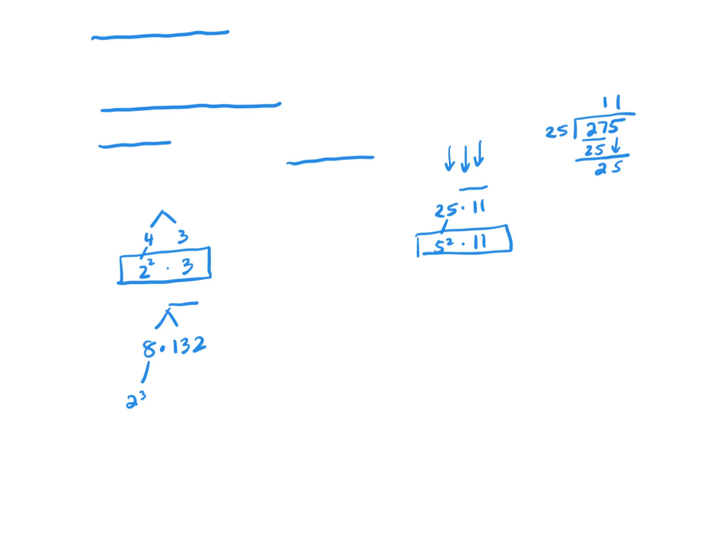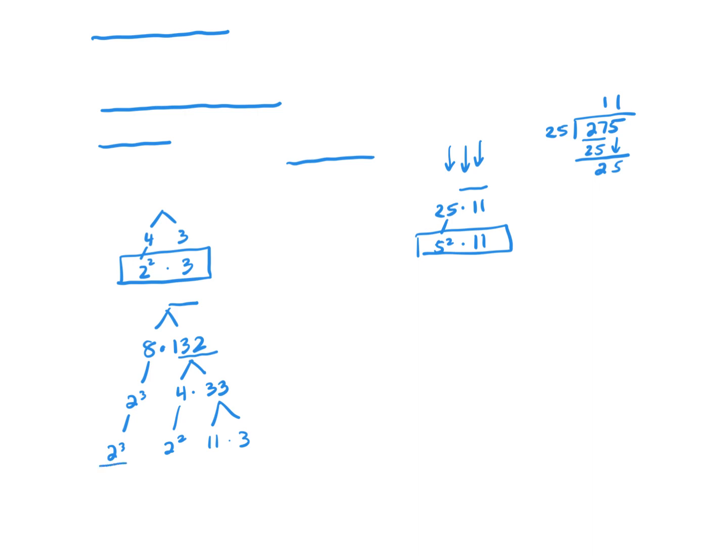And then 132, I know 4 will divide into 132. So that's going to be 4 times 33. 11 would also have gone into it. Now bring down the 2 cubed. What is 4? 4 is 2 squared. What is 33? 33 is 11 times 3.